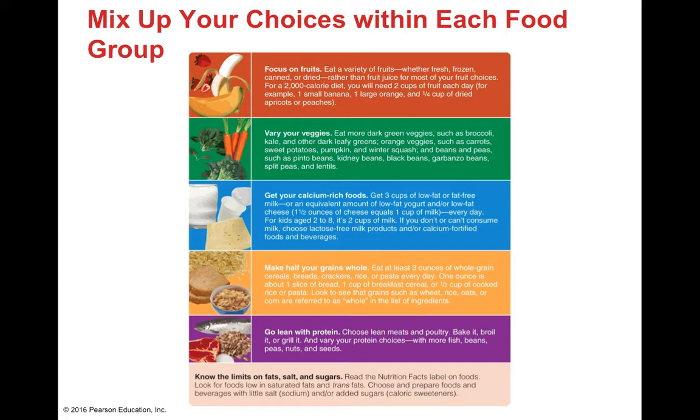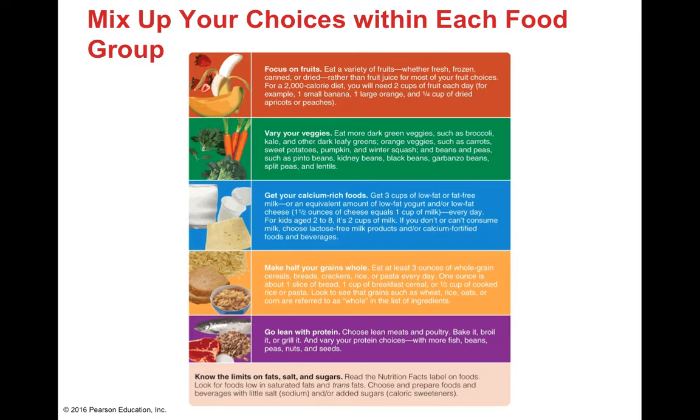Each of your food groups should have mixed up choices. So don't just eat the same fruit and say, oh, I ate fruit, right? Focus on variety of fruits, whether they're fresh, frozen, or canned. You would need approximately 2 cups of fruit each day, and that would equate to approximately 1 small banana, a large orange, and a 1/4 cup of dried fruit, apricots or peaches or something.